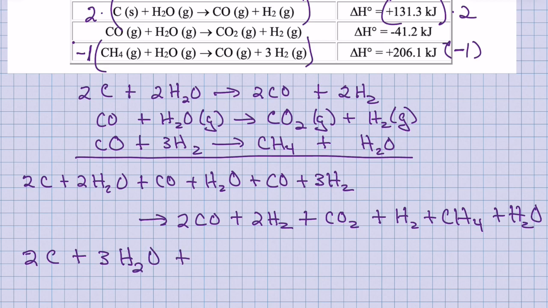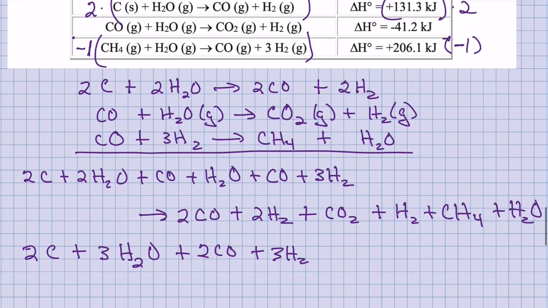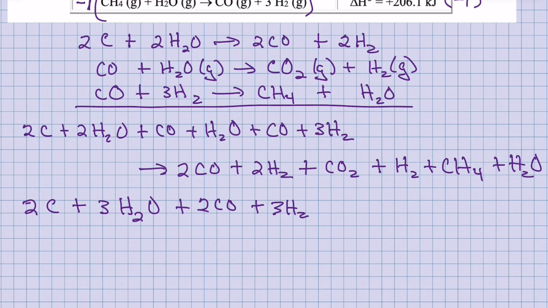All right, and I've got 2 carbon monoxides, 1, 2. And I've got 3 H2s. Okay, so that's just combining things on the reactant side. Do the same thing on the product side. So I'm going to have 2 carbon monoxides plus 2 H2s. So I've got 2 H2s here and an H2 here, so that's 3 H2s.